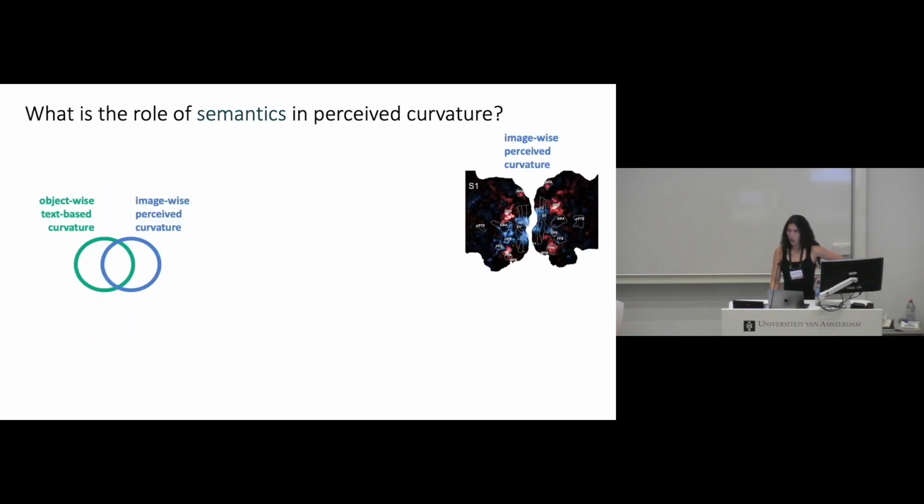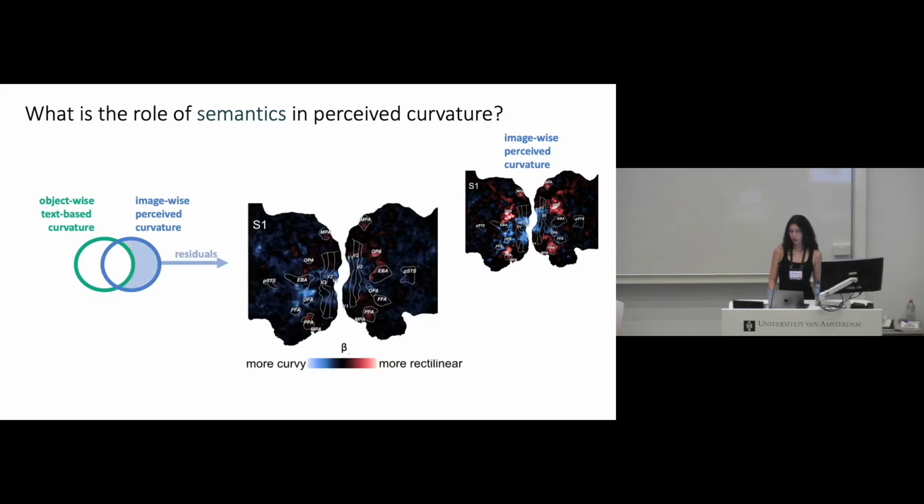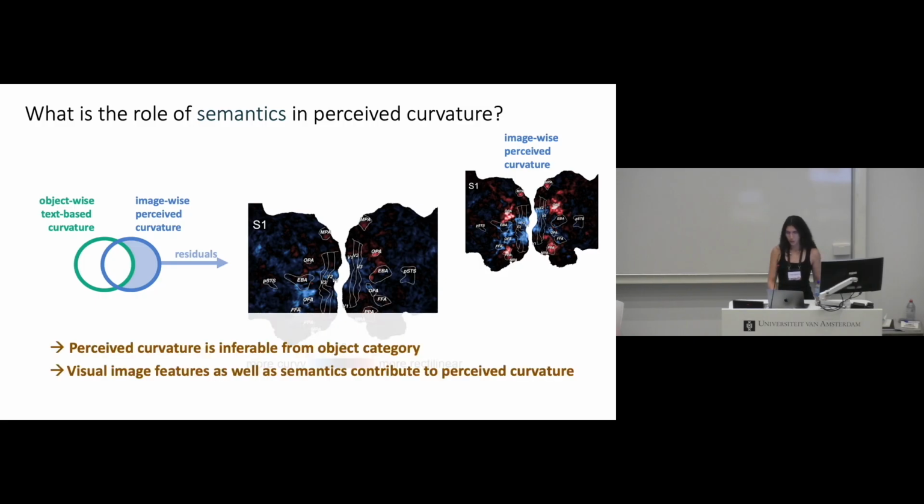Next, we regressed the object-wise curvature out of perceived curvature and then mapped the residuals on the brain. And we can observe a very similar but weaker topography as for the original image-wise perceived curvature ratings. This may suggest that perceived curvature is inferable from object category, which suggests that not only visual features but also semantics may contribute to people's representation of perceived curvature.